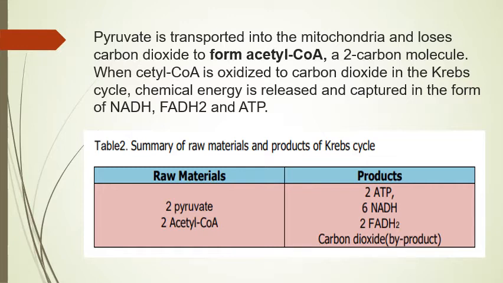This table is a summary of raw materials and products of the Krebs cycle. The raw materials are 2 pyruvate and 2 acetyl-CoA, and the products are 2 ATP, 6 NADH, 2 FADH2, and carbon dioxide as a byproduct.